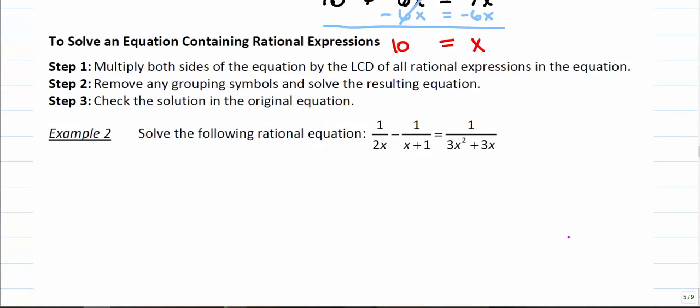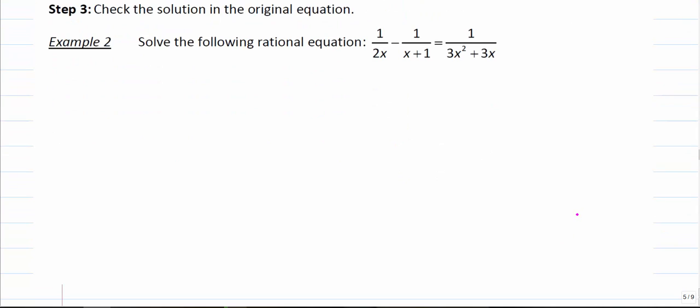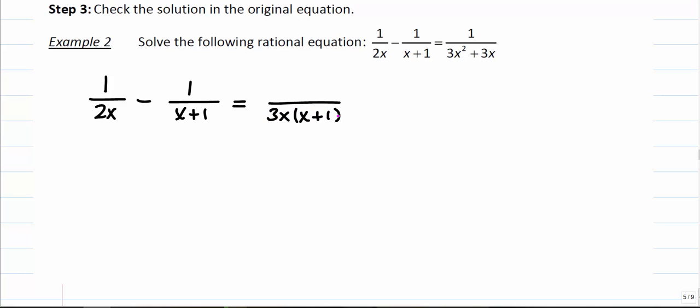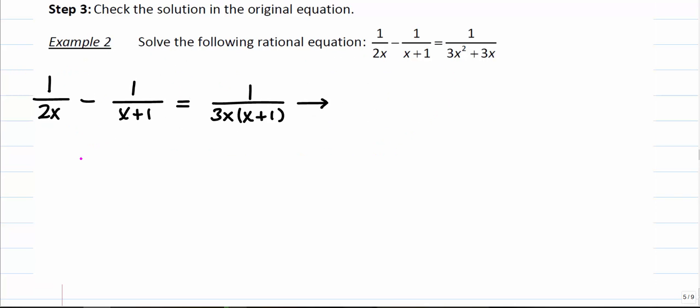The next example is a little bit tougher if you look at what's going on with these denominators. So I have 1 over 2x minus 1 over x plus 1 equals, and then 3x, and then x plus 1 over 1. So basically what you're trying to do is find something that you can multiply each of these by to get rid of all the denominators. And so the first thing I'm going to think about is my LCD.